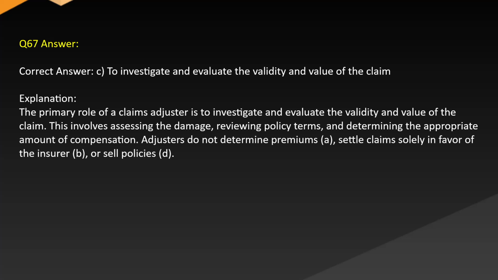Explanation: the primary role of a claims adjuster is to investigate and evaluate the validity and value of the claim. This involves assessing the damage, reviewing policy terms, and determining the appropriate amount of compensation. Adjusters do not determine premiums, A, they do not settle claims solely in favor of the insurer, B, or sell policies, D.